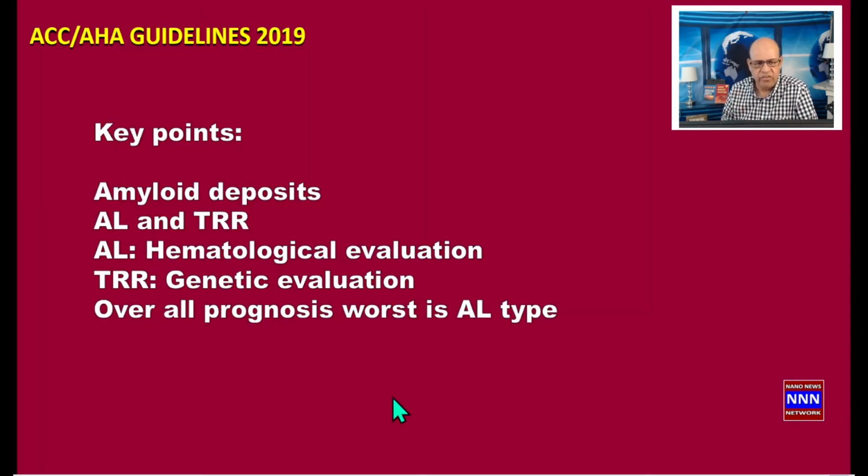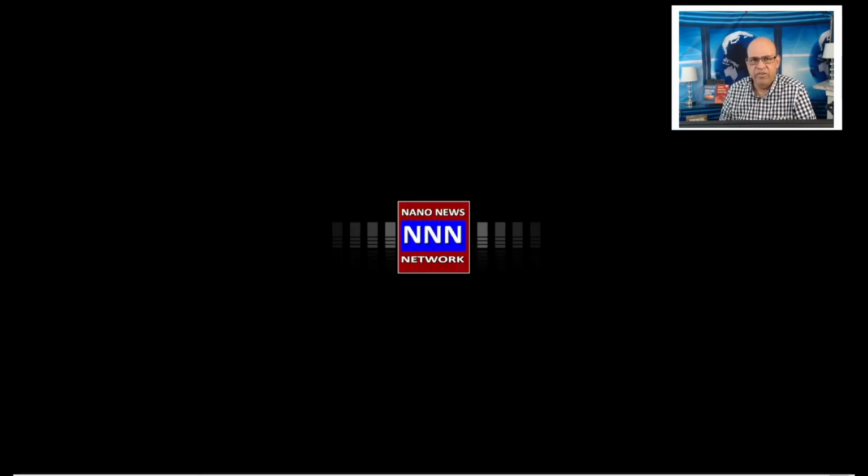So the key points are, ladies and gentlemen, amyloid deposits happen in the elderly population most often. There are two types of amyloid, namely AL and TTR type. AL is a hematological disorder, TTR is a genetic disorder, and the overall prognosis in either of these two conditions is moderate to low.